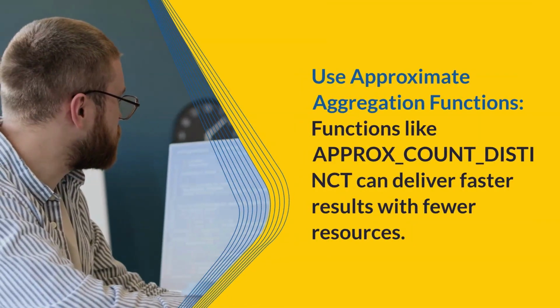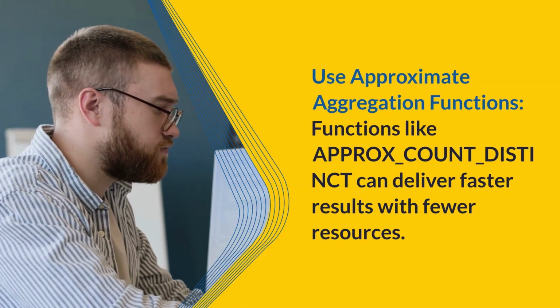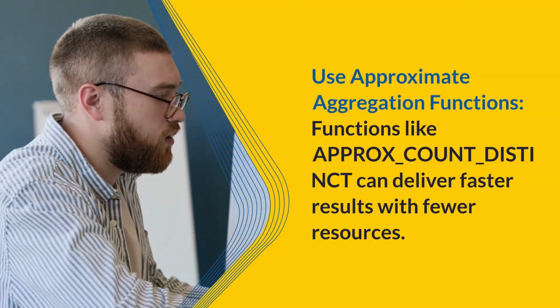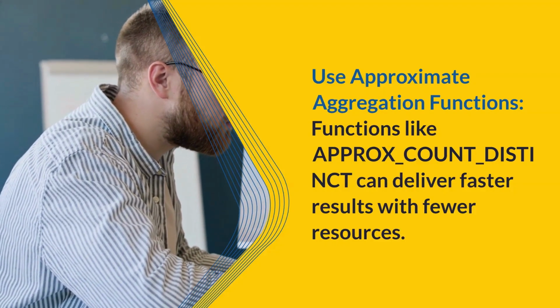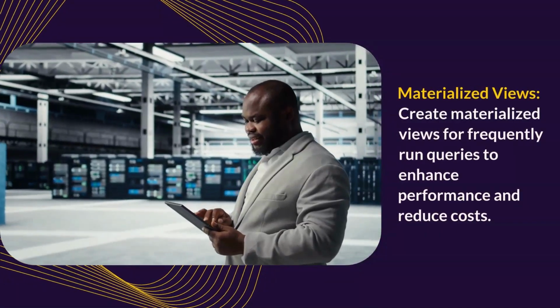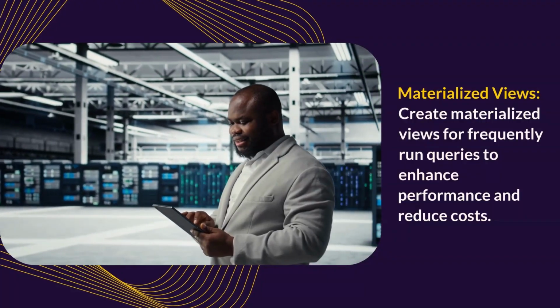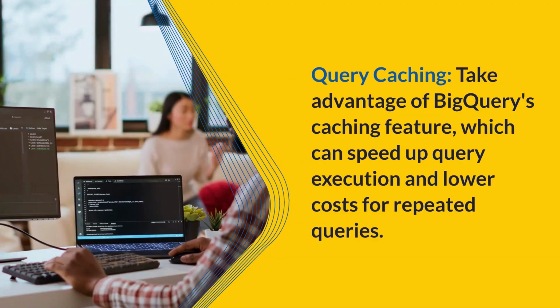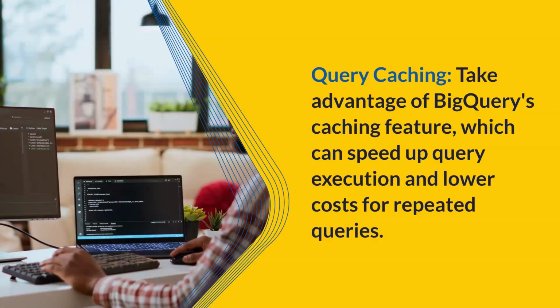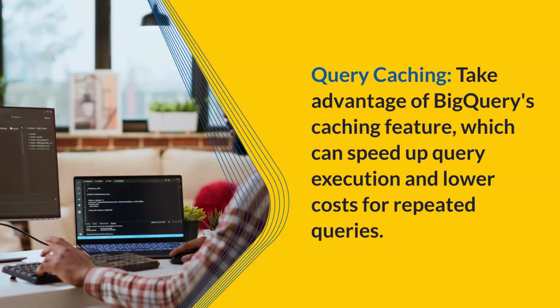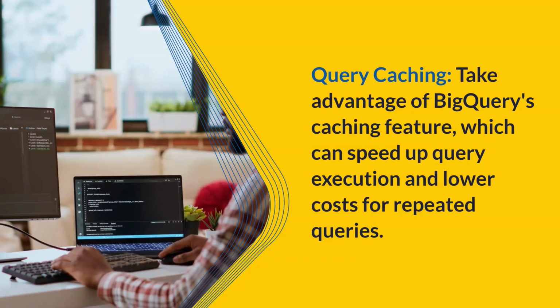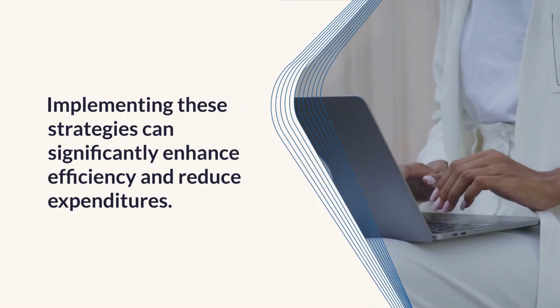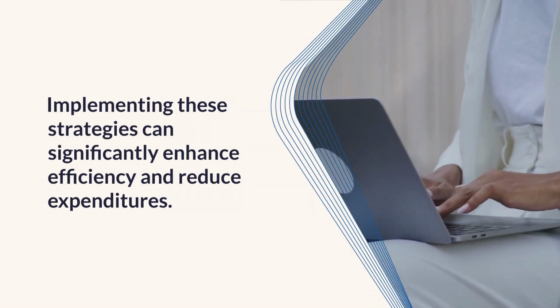3. Use approximate aggregation functions. Functions like APPROX_COUNT_DISTINCT can deliver faster results with fewer resources. 4. Materialized views. Create materialized views for frequently run queries to enhance performance and reduce costs. 5. Query caching. Take advantage of BigQuery's caching feature, which can speed up query execution and lower costs for repeated queries. Implementing these strategies can significantly enhance efficiency and reduce expenditures.